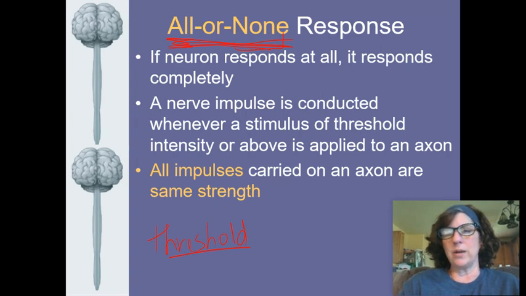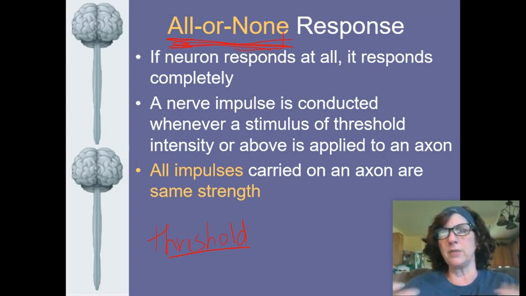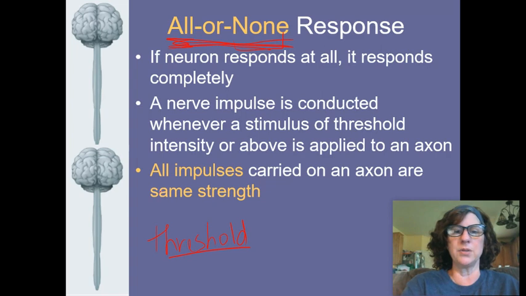It doesn't go at a greater speed. It doesn't go at a greater force. It's either there or it's not there. If I want more things to happen, then I'm going to have to include more neurons basically in there. So all the impulses that are sent along that axon are going to be exactly the same every time.